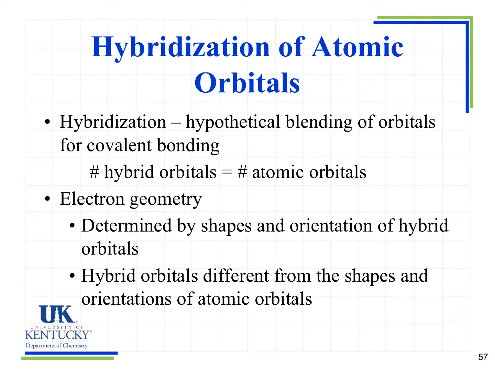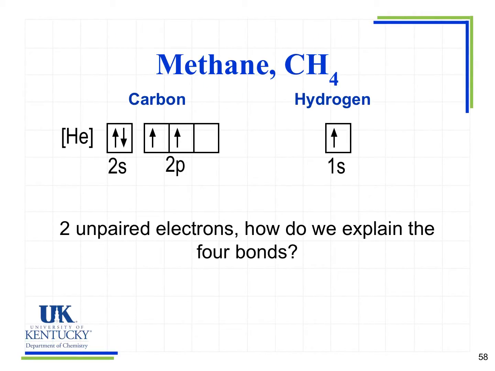The number of hybrid orbitals must equal the number of atomic orbitals. And we've already talked about atomic orbitals. That's the 1s, 2s, and 2p. What we're going to look at is how the electron geometry relates to these hybrid orbitals, and how we understand the connection between those. We started by looking at Lewis structures to find the electron geometry, but in reality it was the electron geometry that helped us figure out what the hybrid orbitals were and how they were arranged. So let's look at methane as a simple example.